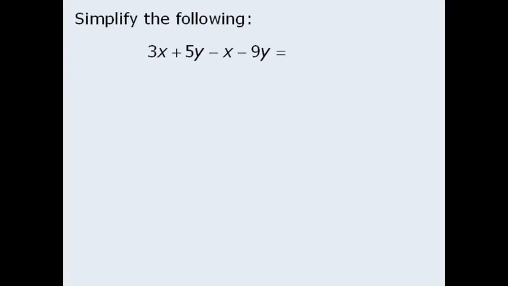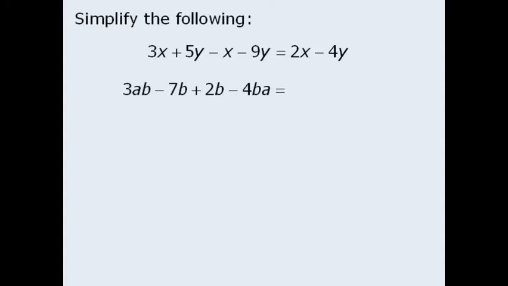Okay, now let's practice. To simplify this expression, we need to recognize that we have some like terms here that can be combined. Here we have 3x, and here we have negative 1x. Since these are like terms, we can combine them. 3x minus 1x simplifies to be 2x. Now notice that we have positive or plus 5y here, and from it we are subtracting 9y, which gives us negative or minus 4y. So we have now simplified the expression on the left-hand side to be 2x minus 4y.